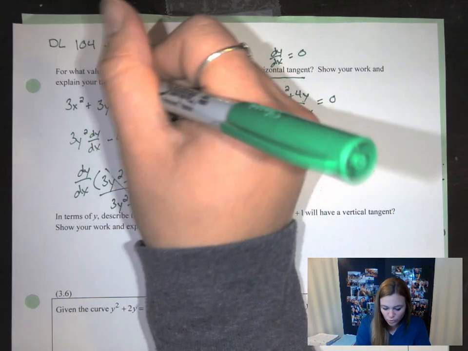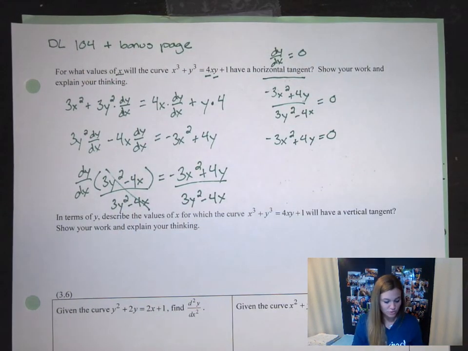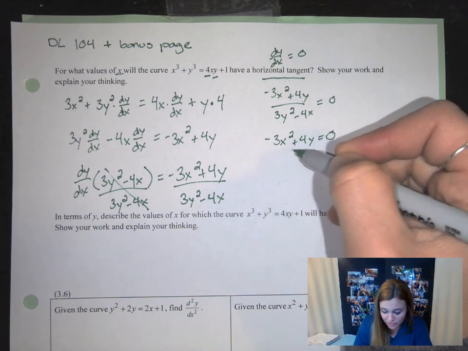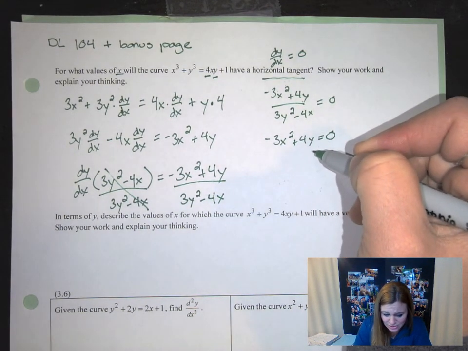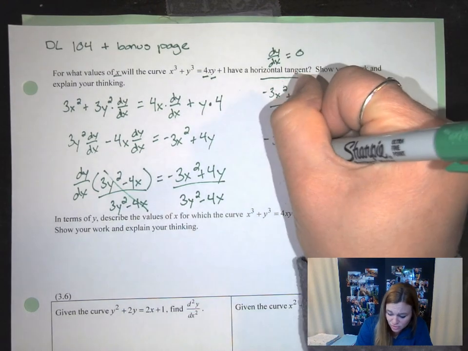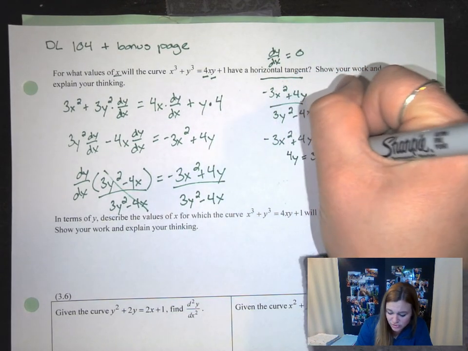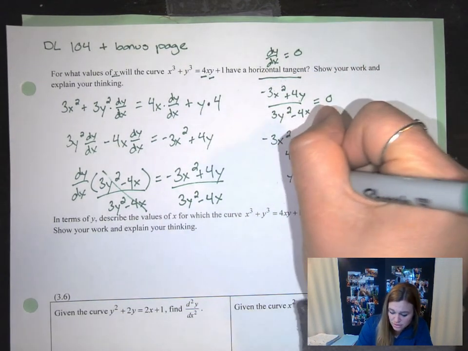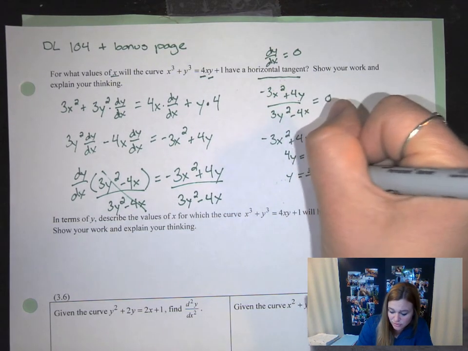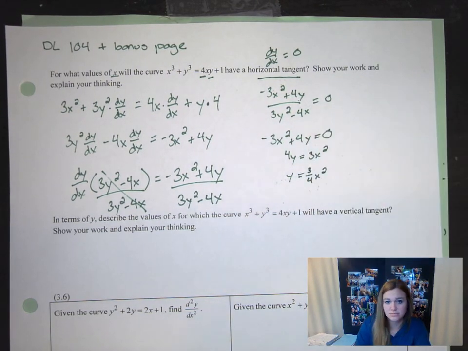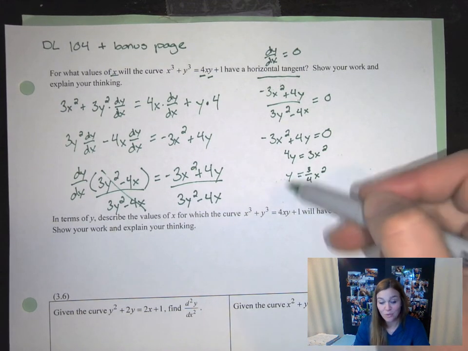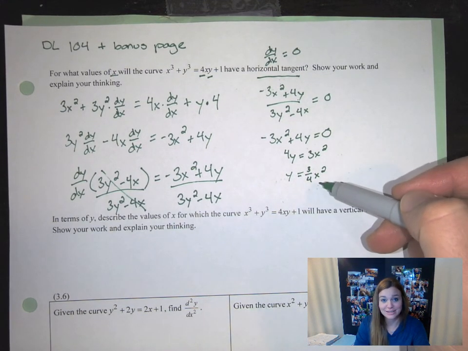And this one says for what values of x will this have a horizontal tangent. So now I need to do a little bit more work. I've got negative 3x squared plus 4y is equal to 0. How in the heck do we do this? Well, why don't we just start by solving for y? So I added 3x squared on both sides, and I get 3/4 x squared is equal to y. You're like, okay, that doesn't help me too much. But it does if you've got a crazy system of equations. So we've got y is equal to 3/4 x squared.